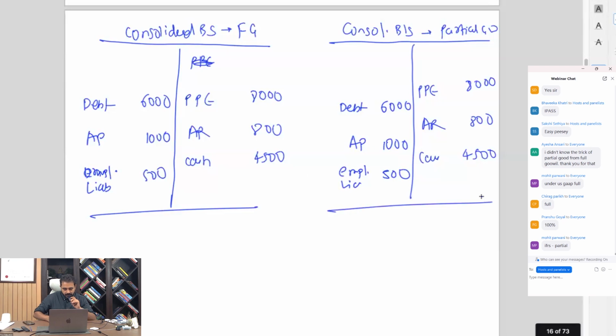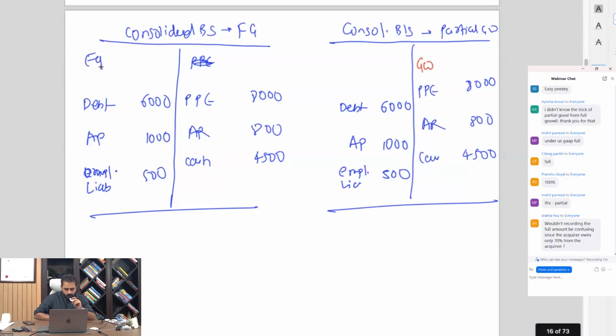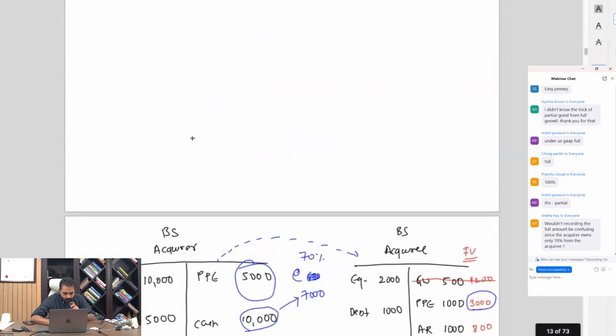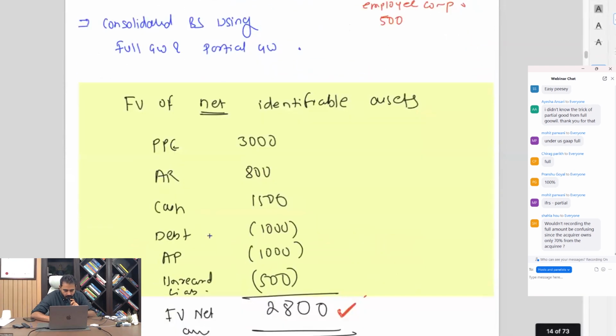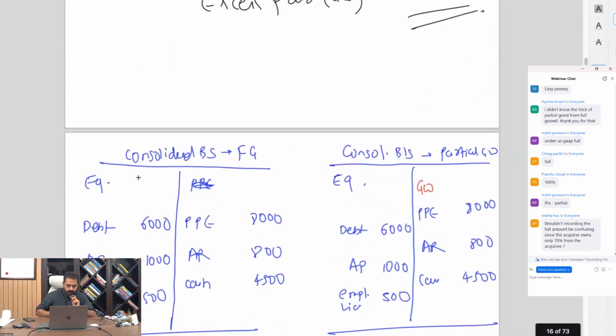Up to this point, the balance sheet on both sides will be the same. The first difference will come in the goodwill amount. Maybe we should also write down my own equity. Equity of 10,000 was my own equity, so I should write down equity of 10,000 on both sides. Equity we do not add horizontally.